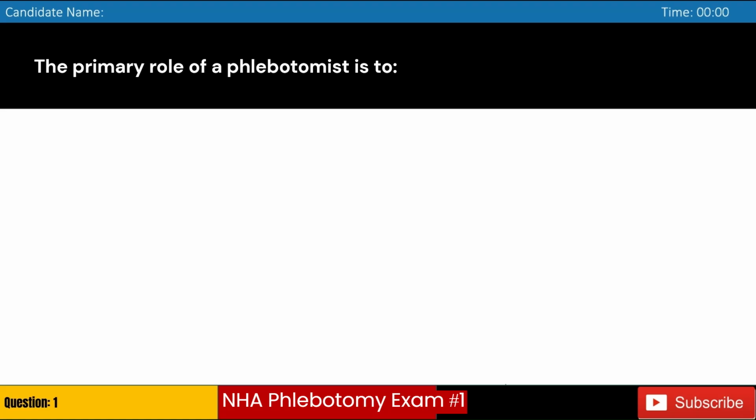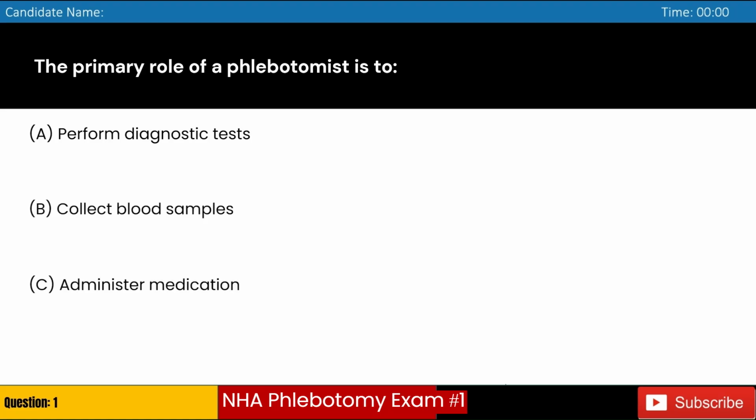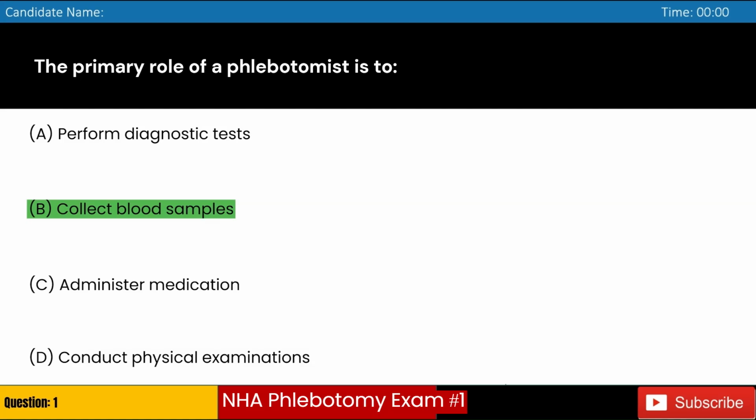The primary role of a phlebotomist is to: A. Perform diagnostic tests. B. Collect blood samples. C. Administer medication. D. Conduct physical examinations. Answer B. The primary responsibility of a phlebotomist is to collect blood samples for laboratory testing.